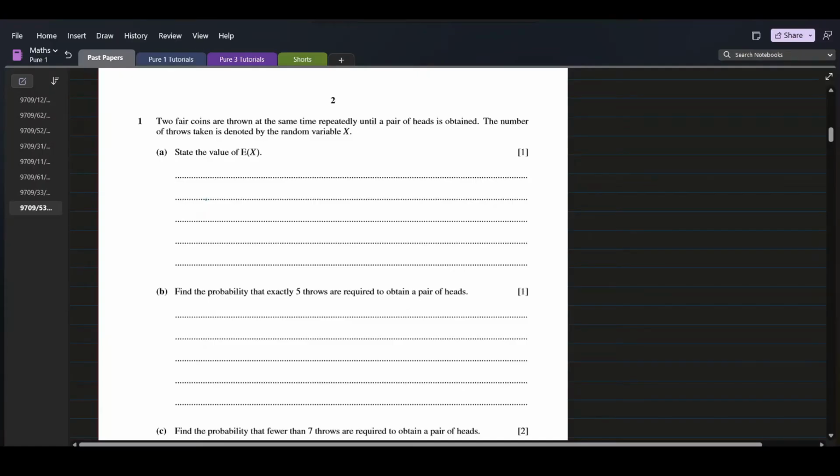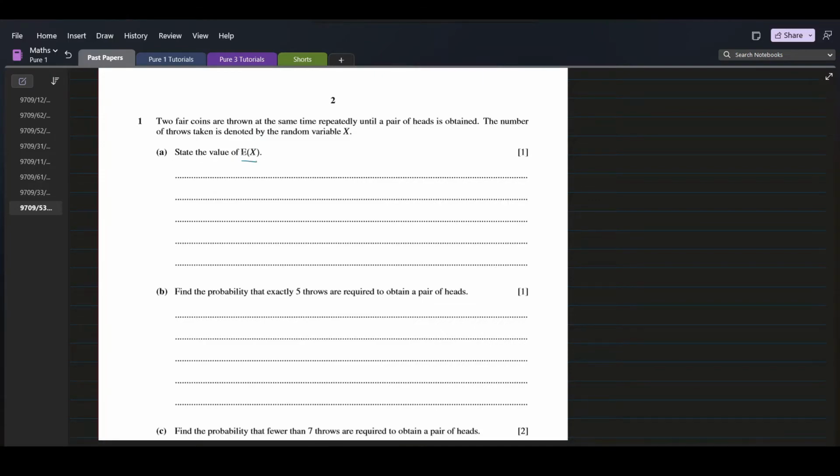Number 1. Two fair coins are thrown at the same time repeatedly until a pair of heads is obtained. The number of throws taken is denoted by the random variable x. Part A. State the value of the expectation of x.